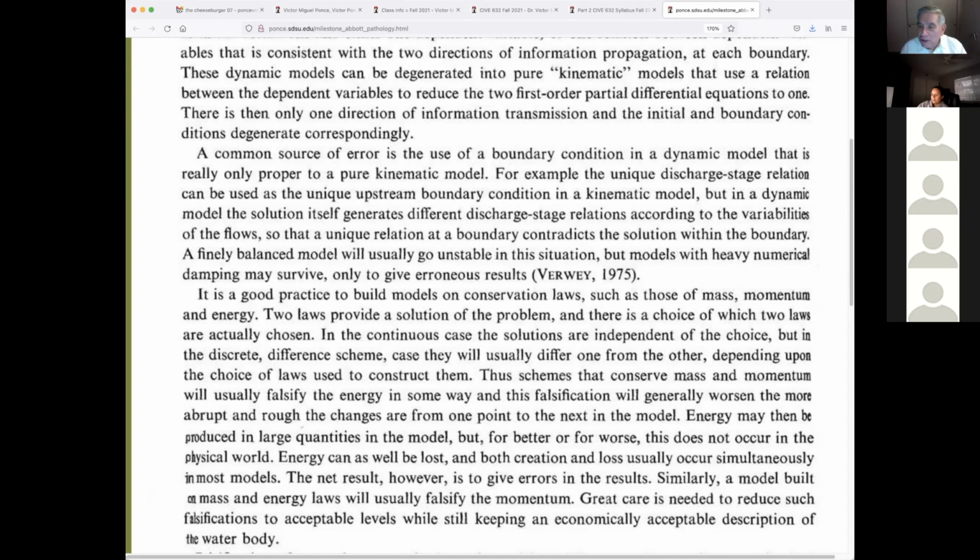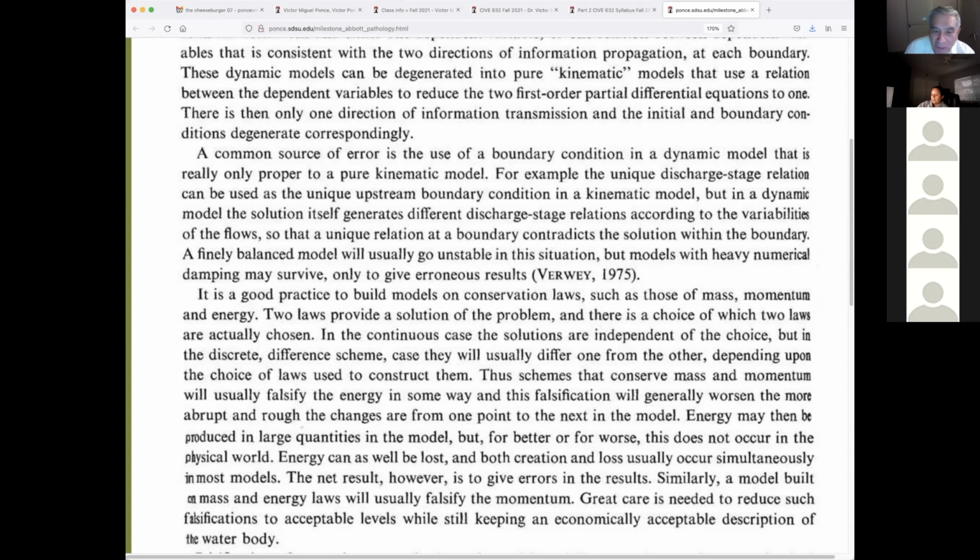We have a boundary condition in the dynamic model. We don't have a boundary condition for the dynamic model. So therefore, we kind of place in there the kinematic boundary condition. For example, the unique discharge state relation can be used as a unique upstream boundary in a kinematic model. But in a dynamic model, the solution itself generates different discharge state relations according to the variabilities of the flows, so that a unique relation at the boundary, at the downstream boundary, he should put in here downstream boundary, contradicts the solution within the boundary.